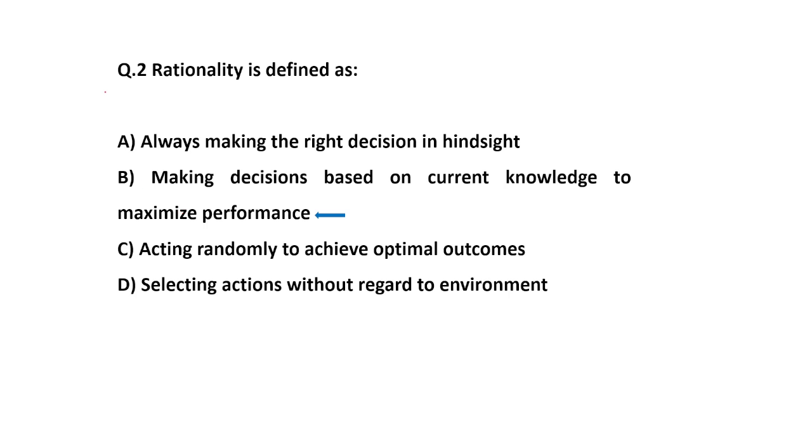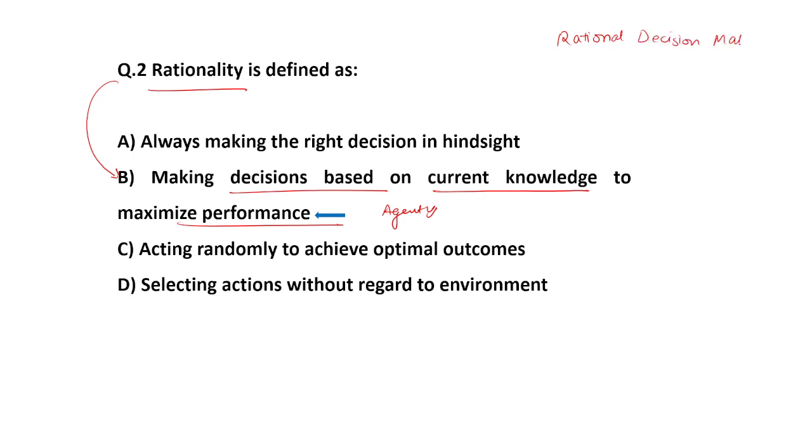So the rationality we have discussed in the previous question. Rationality means making decisions based on the current knowledge to maximize the performance of the agents available in AI. All right. This is the direct definition of rationality. We have some other rational decision making aspects related to rational agents.